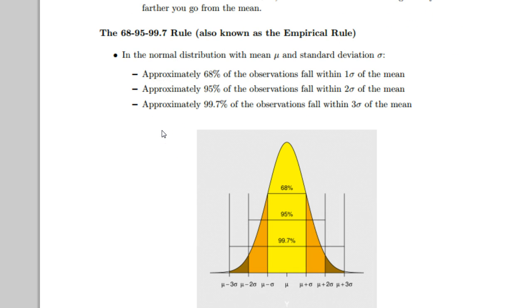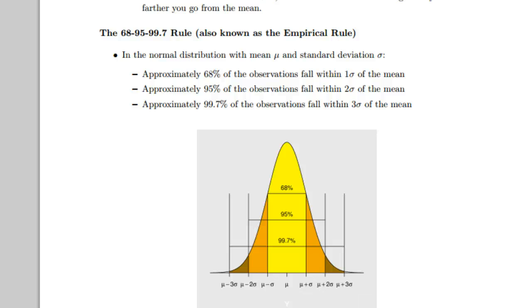Okay, now this is hugely important. The 68, 95, 99.7% rule for normal distributions. Basically, we talked about standard deviation being about how far you are from the middle of the graph and everything. But I want you guys to understand this. This is hugely important.